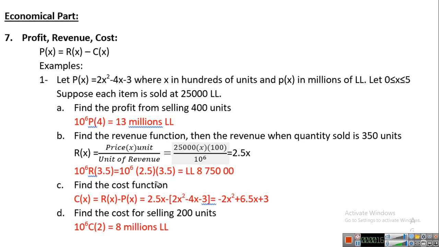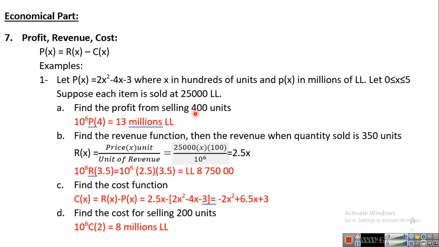Example 1: let P of x, the profit, equal 2x squared minus 4x minus 3, where x is in hundreds of units and P of x is in millions of Lebanese lira. x is between 0 and 5, and since x is the product, we know that between 0 and 5 it means between 0 products and 500 products. Suppose each item is sold at 25,000 Lebanese lira. When we say 25,000 Lebanese lira is sold, this is for the revenue. Find the profit from selling 400 units.